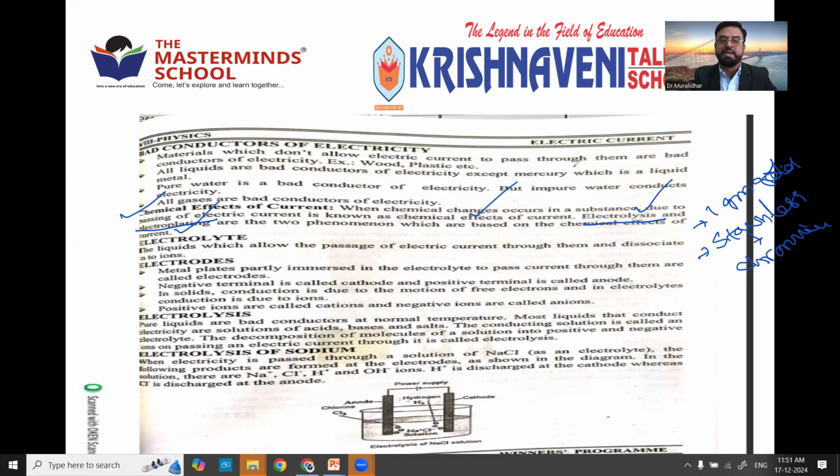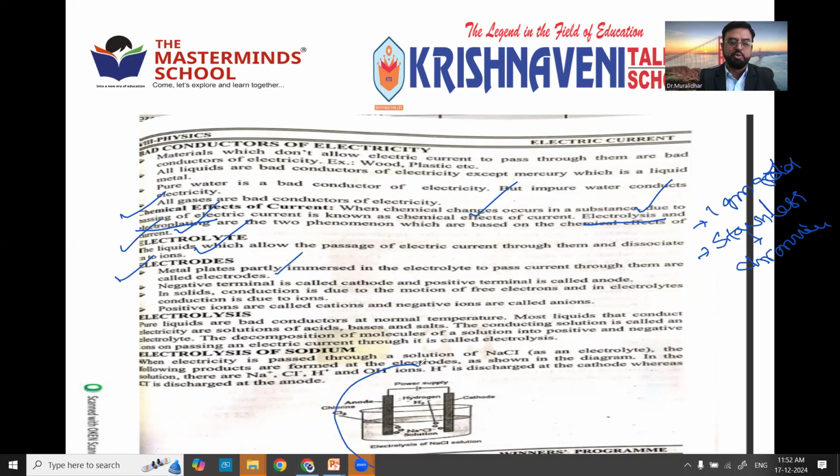by passing current. Right? So, electrolyte. What is an electrolyte? I already told you. It is a liquid which allows passage of electric current through it and dissociates into ions. It decomposes into positive ions and negative ions. Then electrodes, cathode and anode. Right. So what are electrodes? Metal plates partly immersed in the electrolyte to pass current through it are called electrodes.